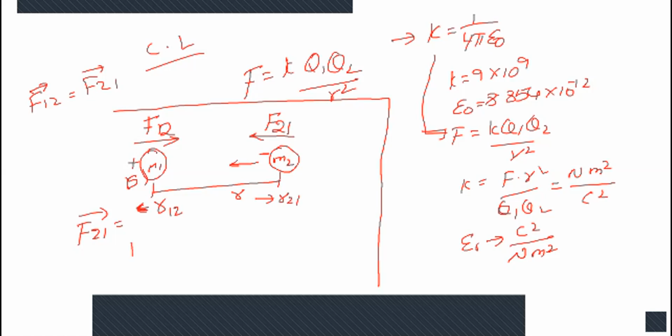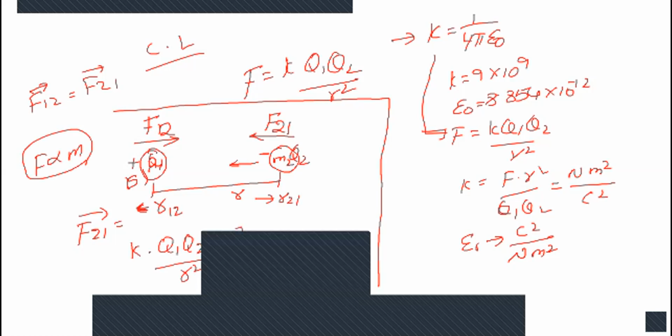So F21 force is equal to K. The charges are scalar quantities, so Q1 Q2. These charges are nothing but Q1 and Q2. Remember, force is directly proportional to your charges. Because of the charges, they are moving. So K is proportional, F is proportional to Q1 and Q2. So it is K Q1 Q2 by R square into R cap. This is your direction, called R cap.